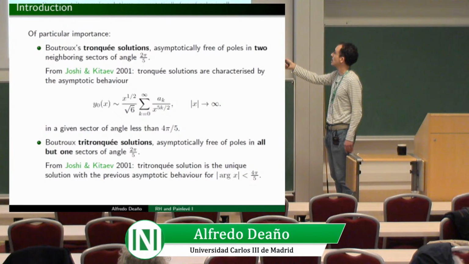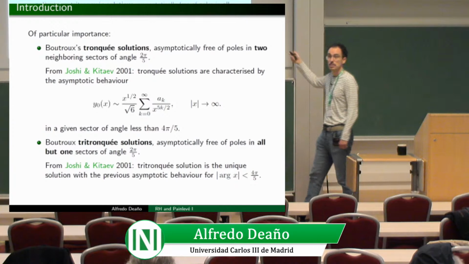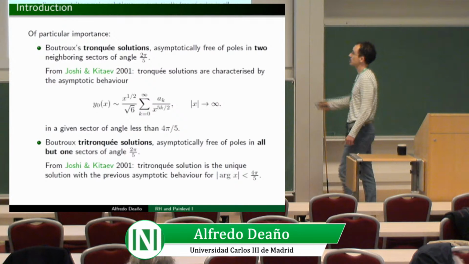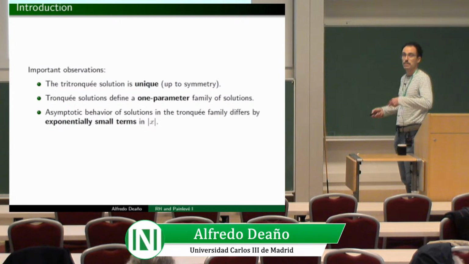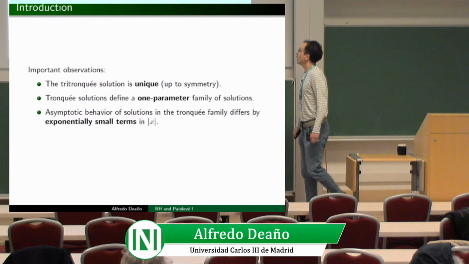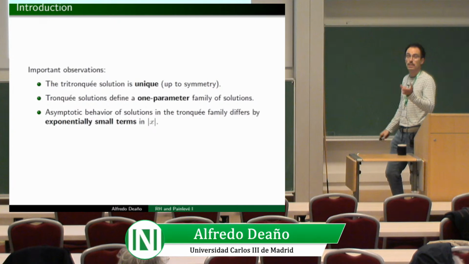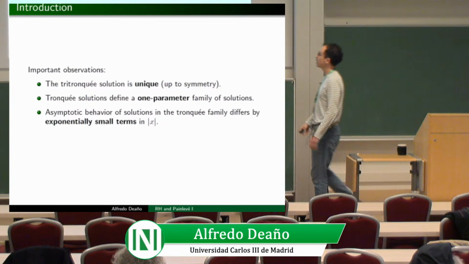This is an asymptotic expansion, but there is one parameter, exponentially small corrections hidden here beyond all orders. So this is not one tronquée solution, it's a family of solutions depending on one parameter. And then if you have two parameters, then you have the full, completely generic solution of Painlevé I. The asymptotic behavior of solutions in the tronquée family differs only by exponentially small terms in these sectors. So you have the algebraic behavior and then hidden there the exponentially small terms.